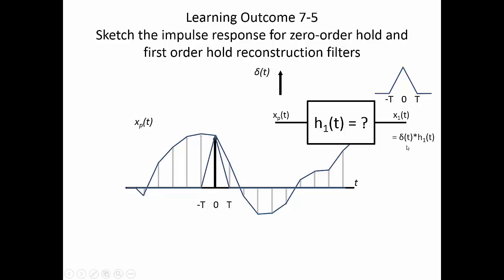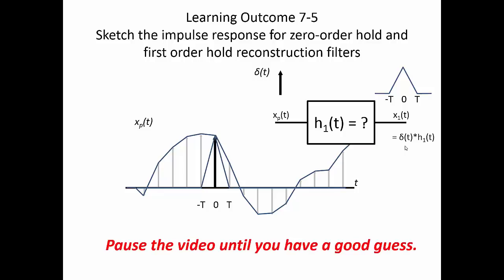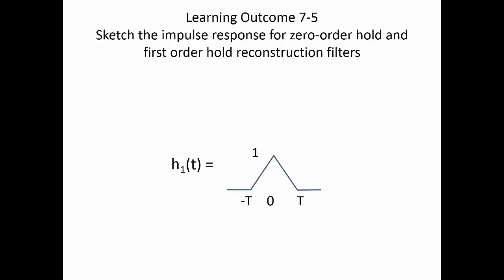Again, sifting theorem, an impulse as an identity function. What do you think is h1? I hope you came up with this. Well, that doesn't look quite right. How does that all fit together?